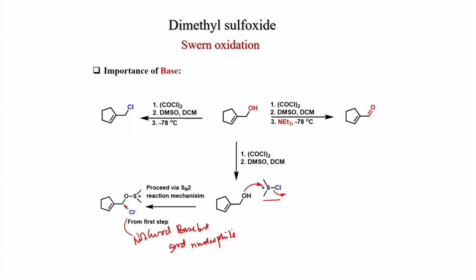So, what will happen? If there is no triethylamine, the Cl minus will not deprotonate this H, instead it will do an SN2 displacement reaction and you get DMSO back and you get the allyl chloride. So, that is the importance of base. Without base in Swern conditions you will not get the desired aldehyde, instead you will get the chloride.